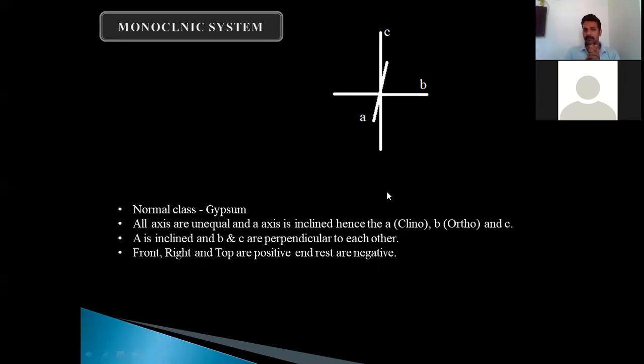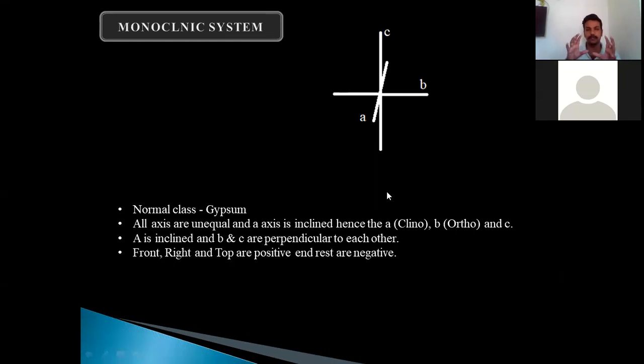As the lengths of these three axes are unequal, their names are A, B, and C. So A, which runs from observer to the back, will be inclined, and B runs from right to left. The right end will be positive, whereas the left end will be negative. The C axis runs from top to bottom, where the top end will be positive and the bottom end will be negative.